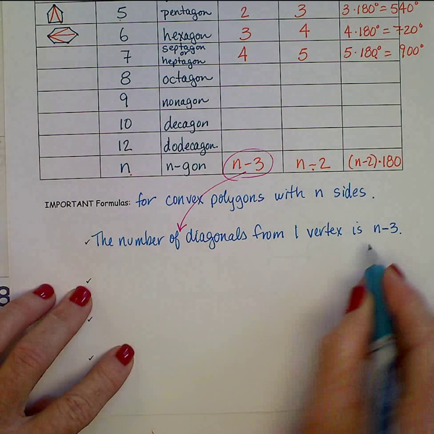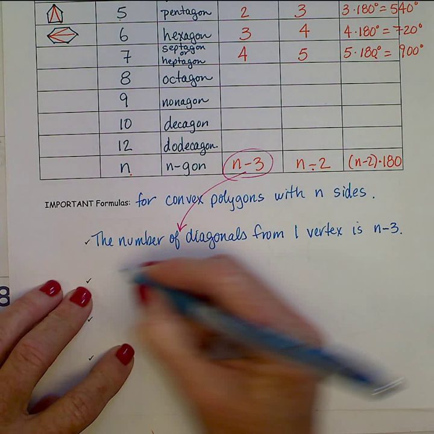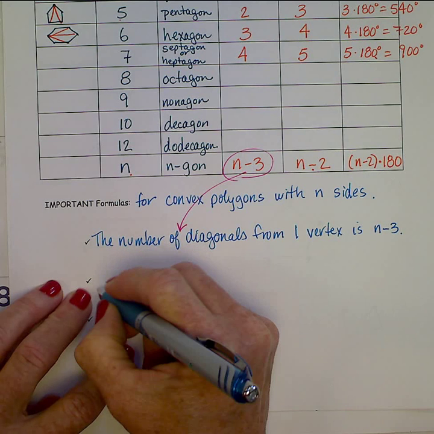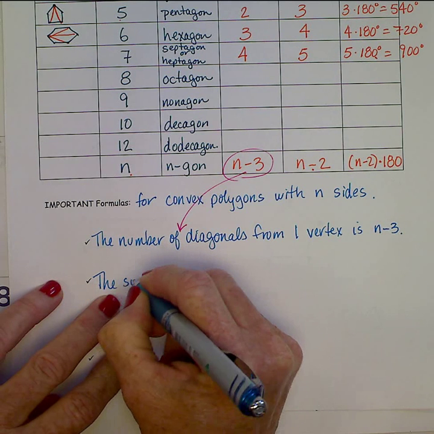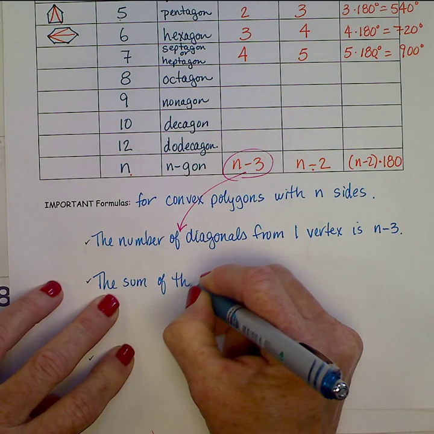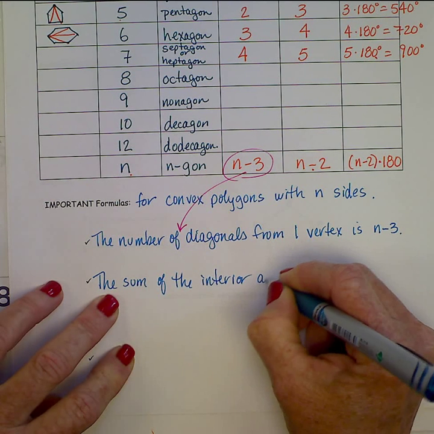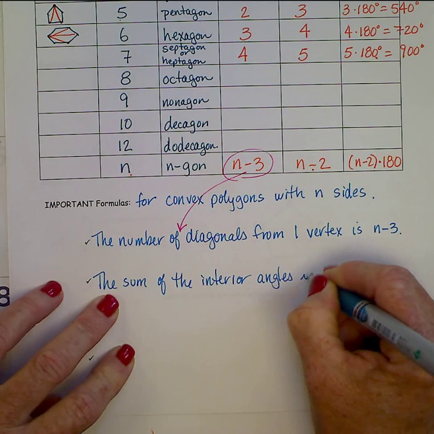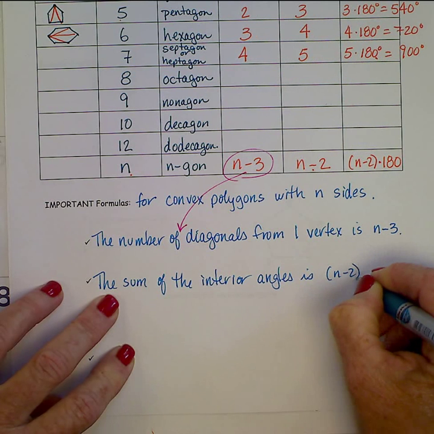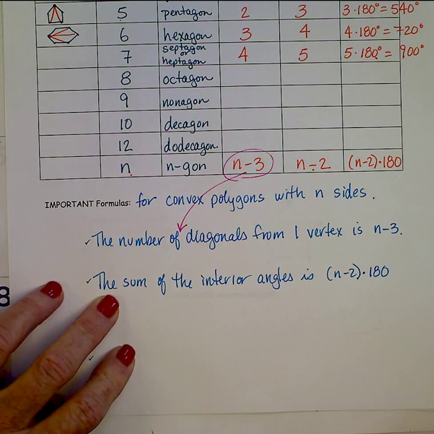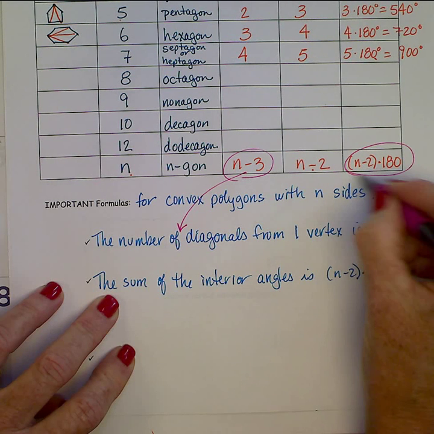Okay, the next piece of information is this formula right over here, this n minus 2 times 180. That's the sum of the interior angles is n minus 2 times 180. That's that formula.